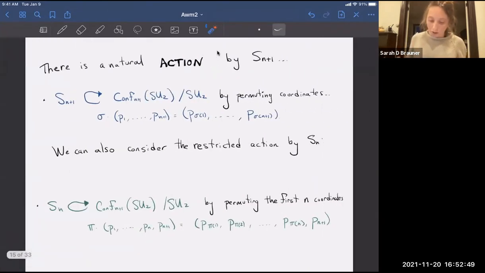Okay, and so the reason that I want to be looking at this space is that there's 2 natural actions on it. The first is by Sn+1. So this is an n+1 tuple, right? So I can permute these coordinates. But then because I have this description of a typical representative of my space, there's a very natural Sn action where I just permute the first n coordinates.